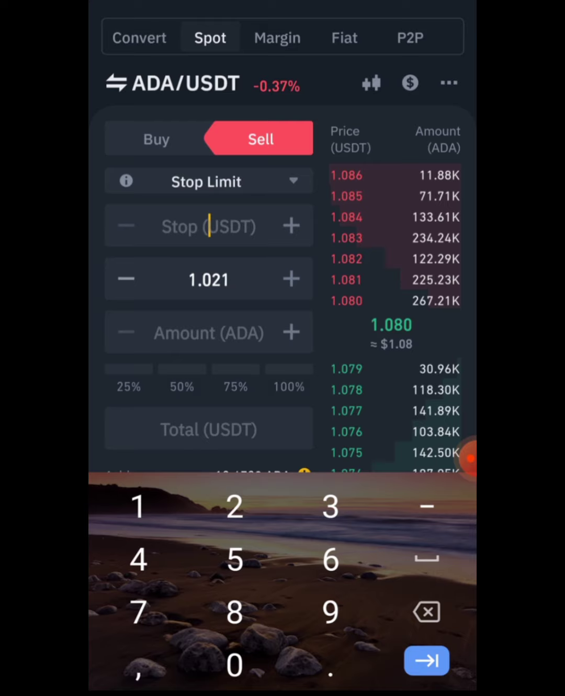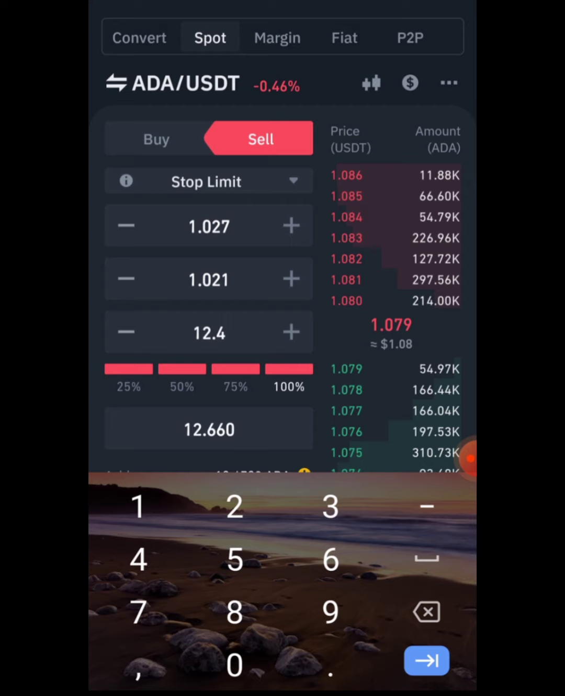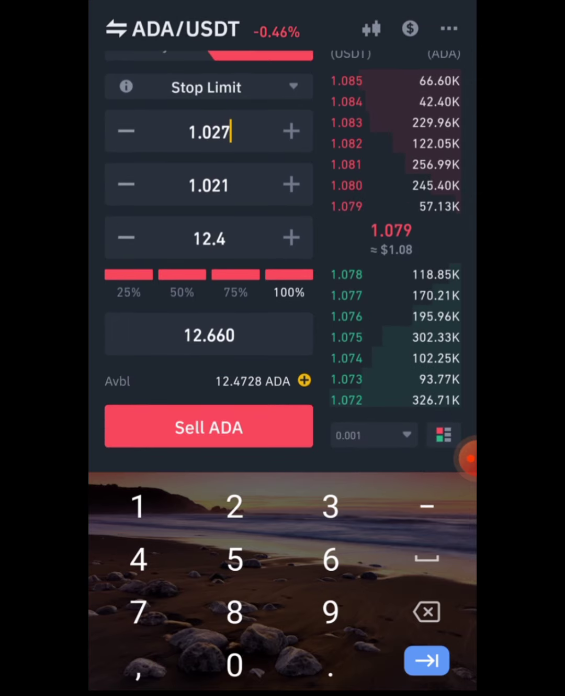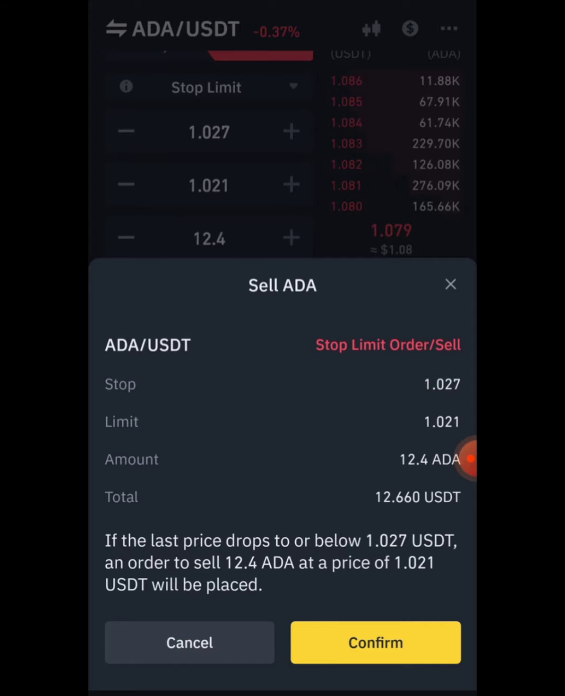So now, just put a little above this, to serve as a trigger price. Just put like 1.027. Then since we want to sell everything, just click on 100%. Then you can now click on sell. You can see if the last price drops to or below 1.027 USDT, an order to sell 12.4 at a price of 1.021 USDT will be placed.